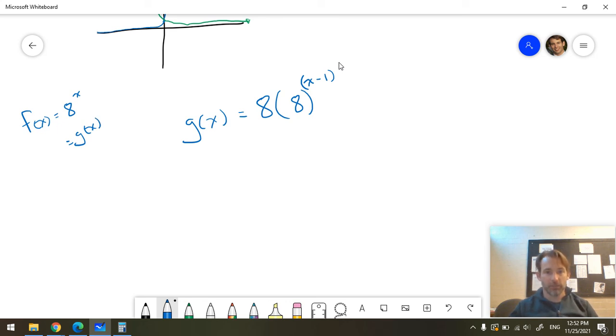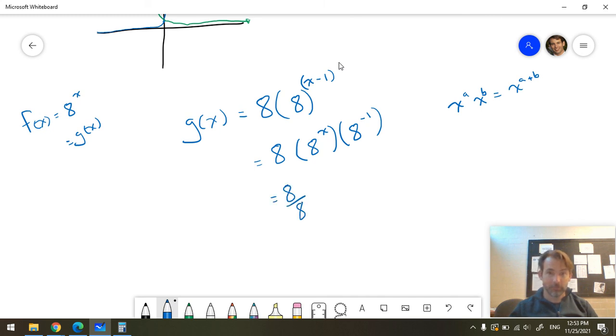8 to the x minus 1. This is equal to 8 times 8 to the x times 8 to the negative 1. Okay, this is my backwards product of a power rule. x to the a times x to the b is equal to x to the a plus b. So here I had x minus 1, so this is the same thing as 8 to the x times 8 to the minus 1. 8 times 8 to the minus 1 is 1. I just flipped it, bottom of the fraction, and put it underneath that one. This cancels, it's 1. Equals 8 to the x.